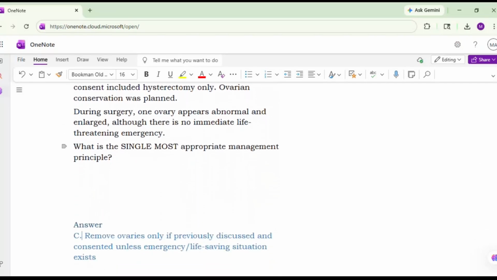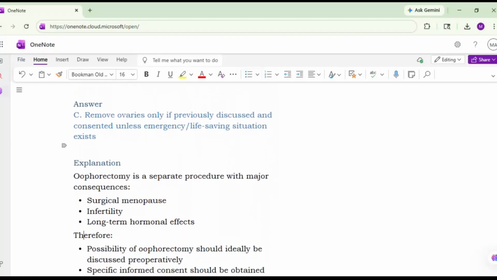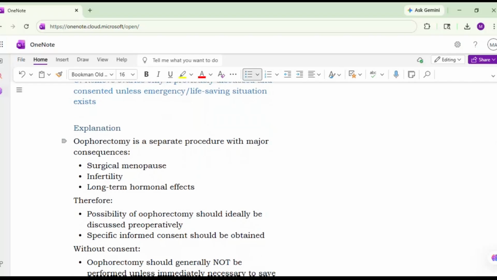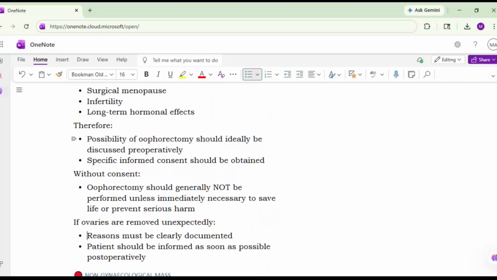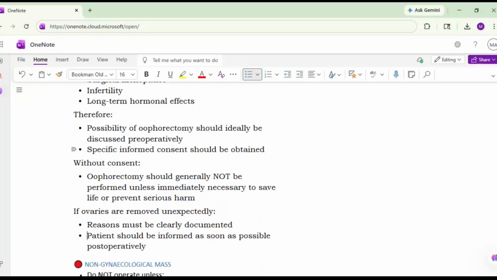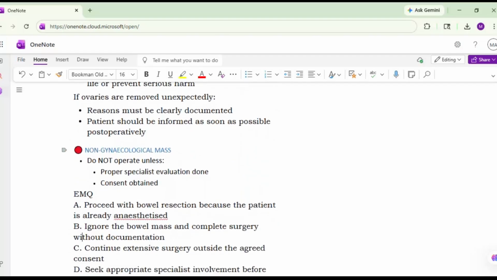So remove ovaries only if previously discussed and consented, unless an emergency life-threatening situation. Oophorectomy is a separate procedure with major consequences such as surgical menopause, infertility, and long-term hormonal effects. Therefore, the possibility of oophorectomy should ideally be discussed pre-operatively. Specific informed consent should be obtained. Without consent, oophorectomy should generally not be performed unless immediately necessary to save life or prevent serious harm. If ovaries are removed unexpectedly, reasons must be clearly documented and the patient should be informed as soon as possible post-operatively.